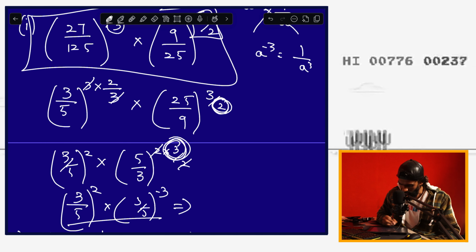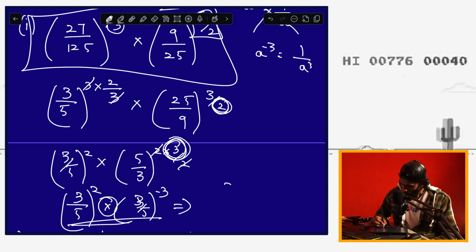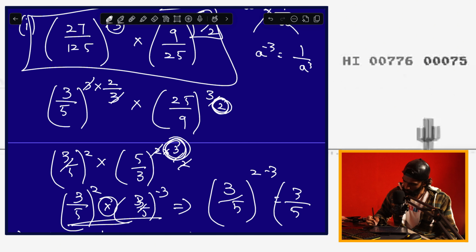Now if you see, the bases are the same. Multiplication sign in between, so what do we do with the powers? We add the powers. You write the base just once. So 2 plus minus 3 becomes minus 1. So the answer is 3 by 5 to the power minus 1.